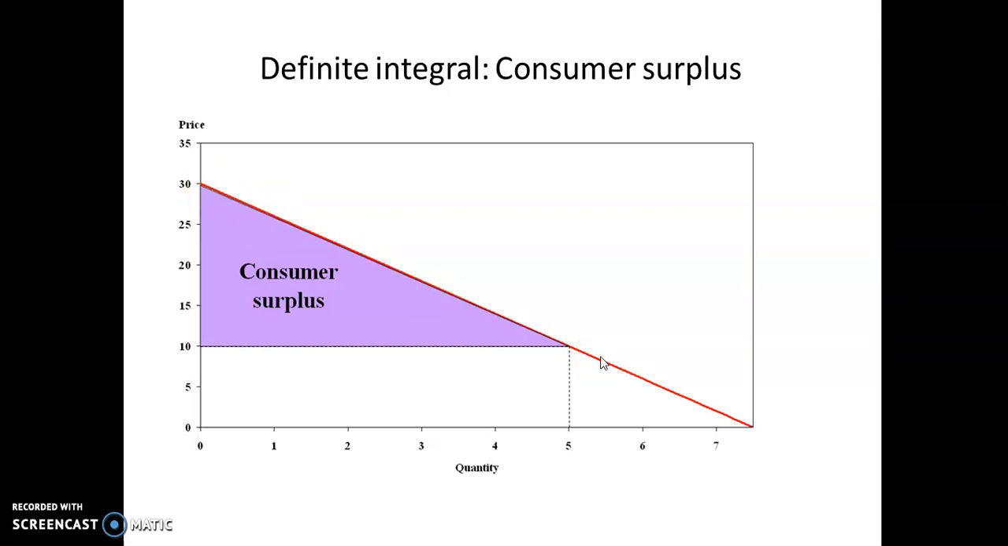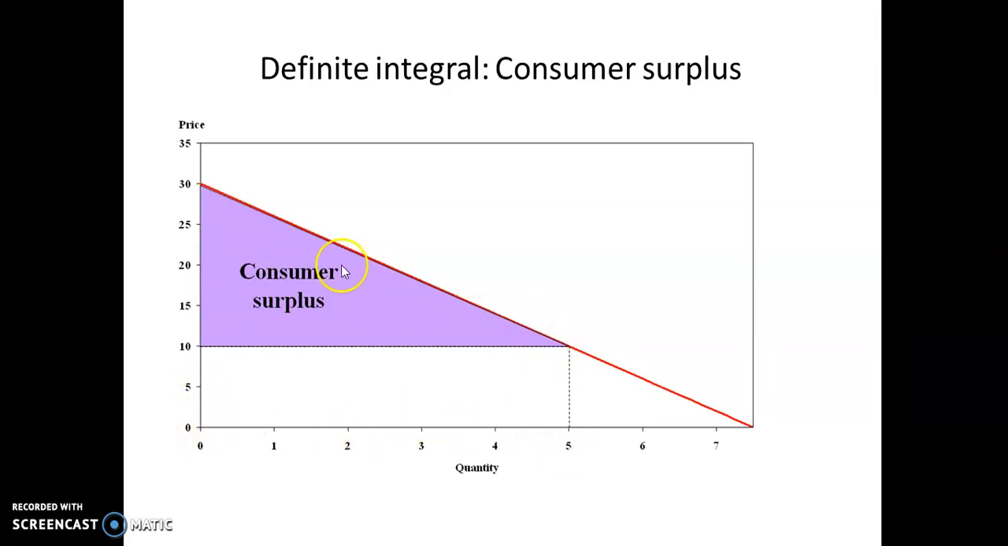Now, definite integrals are useful for a nonlinear function, which we'll see shortly. But with definite integrals, what it calculates is the area below the curve between two limits. The limits in this example are going to be 0 for the lower limit and 5 for the upper limit. So it calculates this entire area.